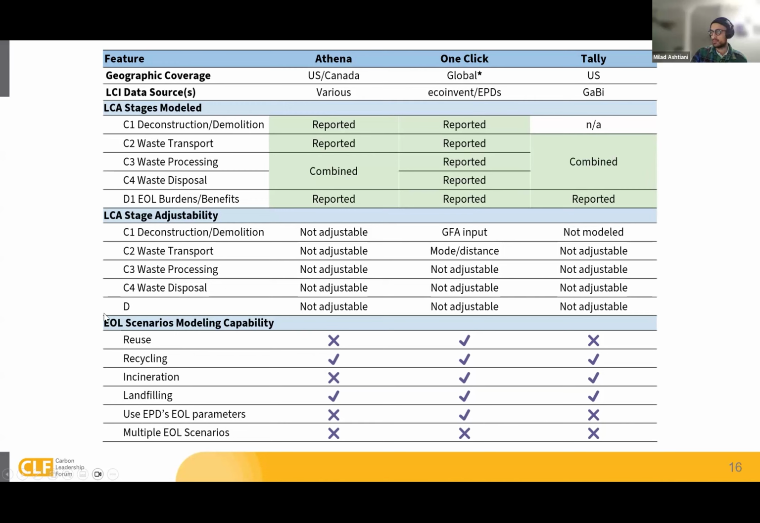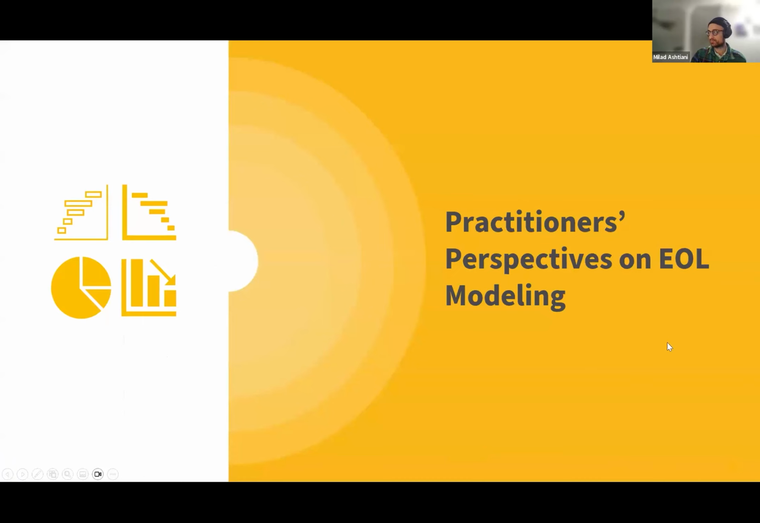And also some of the functionalities that exist within tools are captured at the bottom, like how many of these end-of-life scenarios do they cover, and what flexibilities do they give to the user. As you can see, most of the existing end-of-life models do not let the user adjust anything, basically. So they use either default values or default assumptions.